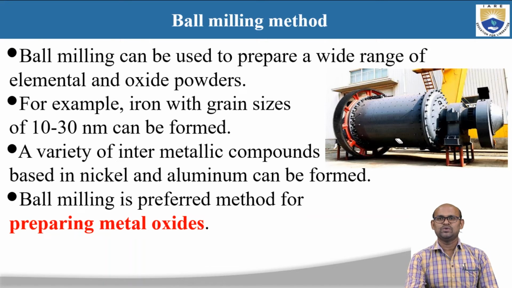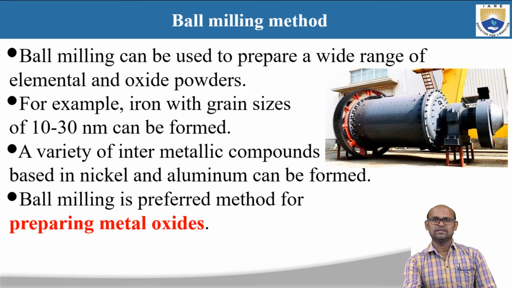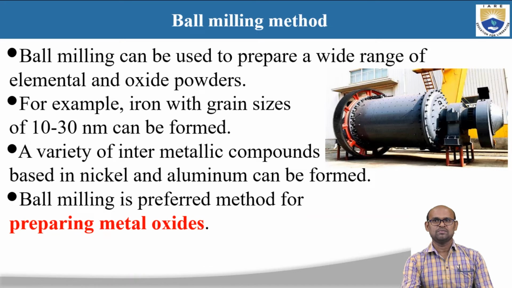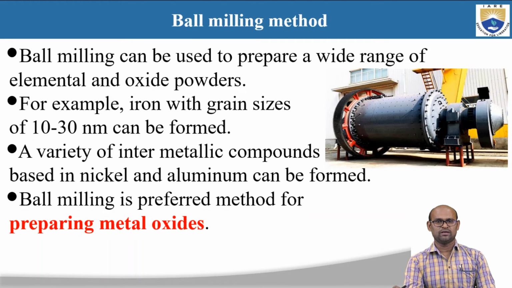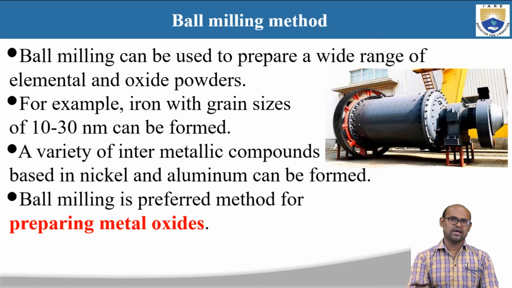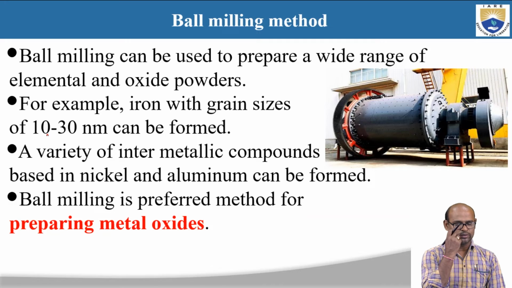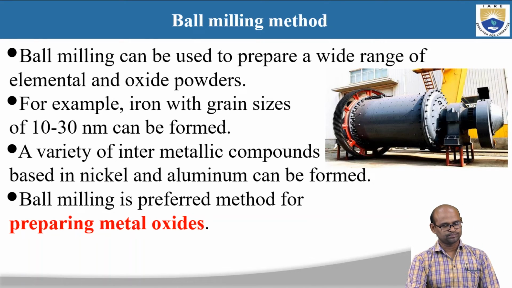Ball milling can be used to prepare a wide range of elemental and oxide powders. For example, iron with grain sizes of 10 to 30 nanometers can be formed. If we keep bulk iron material inside this drum and start the drum, the stainless steel balls fall on the iron, and the iron will be crushed into small crystallites around 10 to 30 nanometer size.